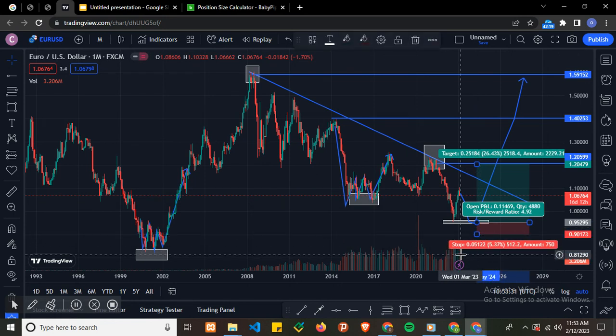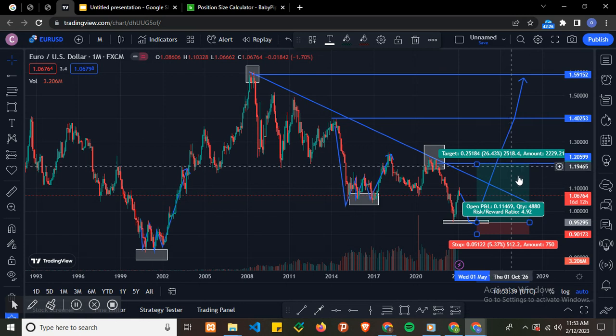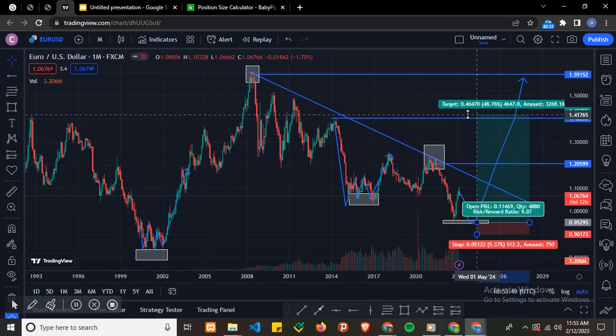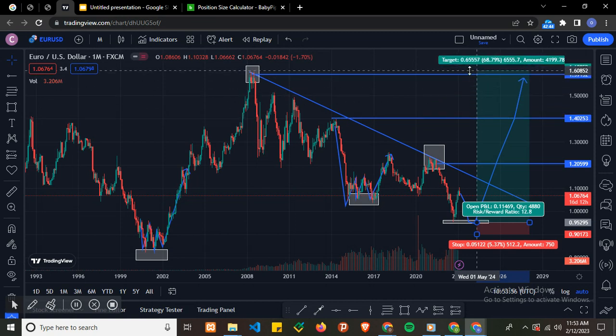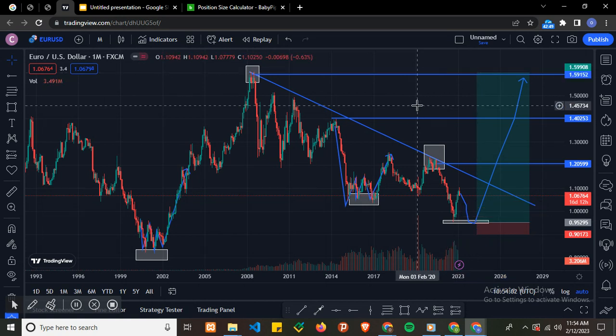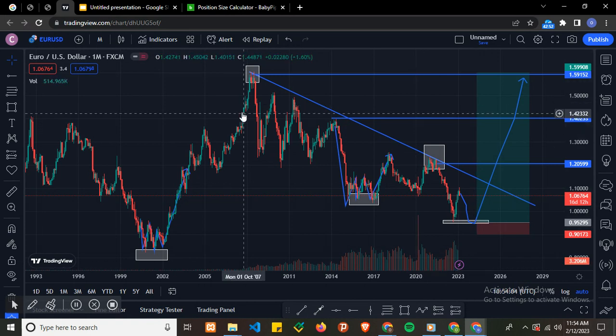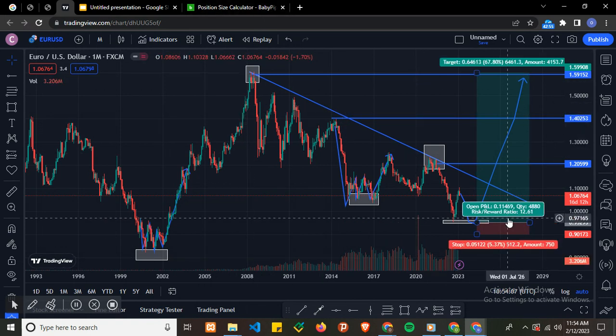Can you see my stop loss is just 512 pips, and my profit is 2005 pips. So I'm risking, let me just say, 1:5. Now let me drag it to TP2, 1:8. Final TP, so that's 1:12. Might give 1:12.